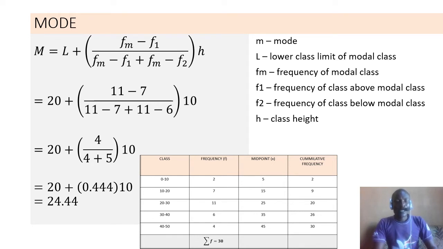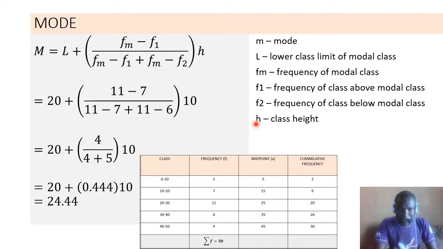Now we are going to calculate the mode using the formula: mode is equal to L plus, open bracket, Fm minus F1 all over, open bracket, Fm minus F1, close bracket, plus, open bracket, Fm minus F2, close bracket, close bracket, then we multiply by H. I've explained the meaning of each of those initials. M stands for mode, L is the lower class limit of the modal class, Fm is the frequency of the modal class, F1 is the frequency of the class above the modal class, F2 is the frequency of the class below the modal class, and finally H is the class height.